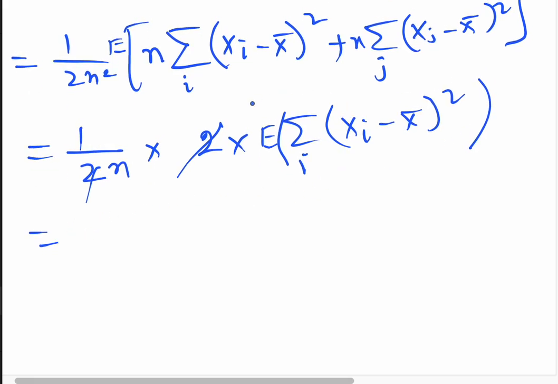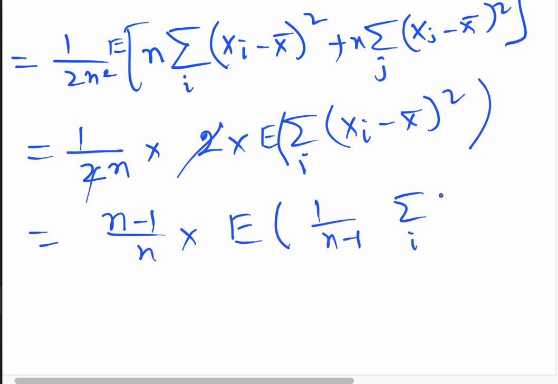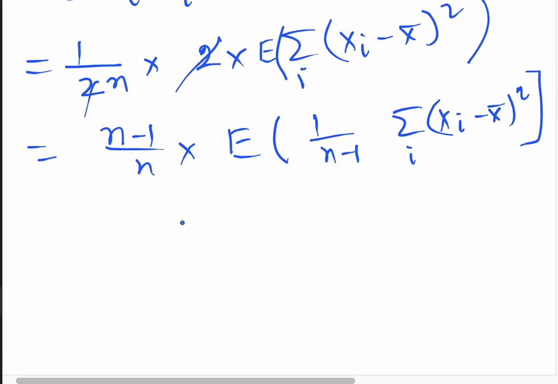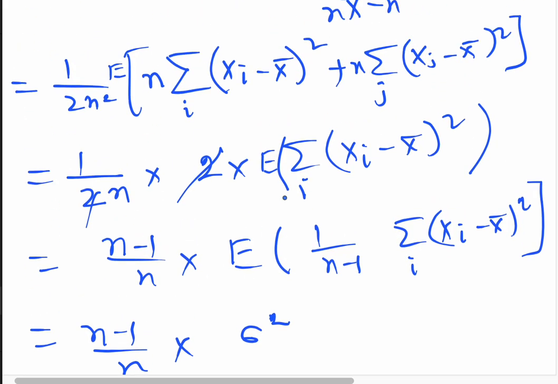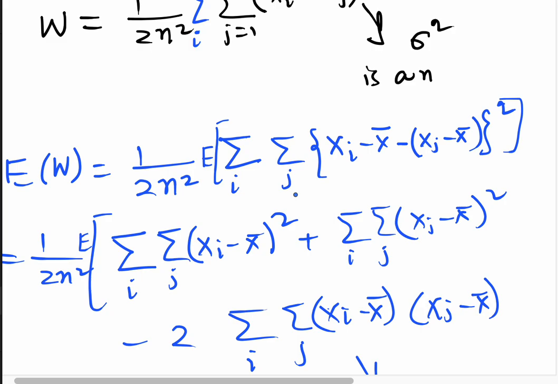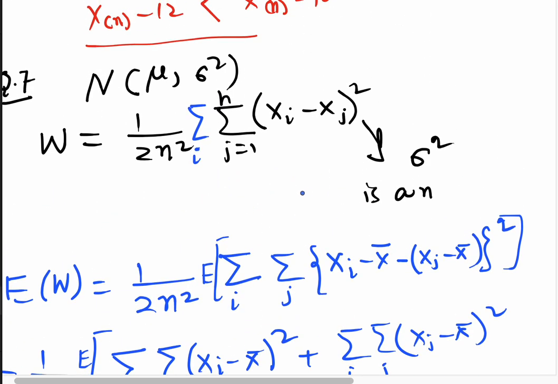But we know that the expectation, so n minus 1, if we take n minus 1, expectation of 1 by n minus 1 summation of i, xi minus x bar square, we know this expectation is sigma square. This is because this follows a chi-square n minus 1 distribution and the mean is n minus 1. So that means this is that. So this is not an unbiased estimator for sigma square.